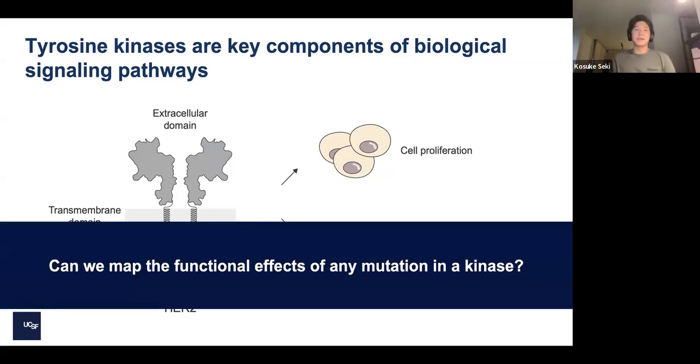The idea here is that we'd really like to know what the effect of these mutations are in these kinases, because they have really important implications for human health. And it would also be really important to know for basic science of how these kinases work. If you can map the functional effect of any mutation and say, this mutation causes the kinase to activate or it causes it to lose function, it would be really helpful in order to predict the effects of any mutation in a kinase.